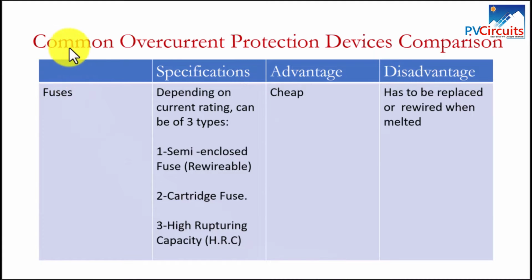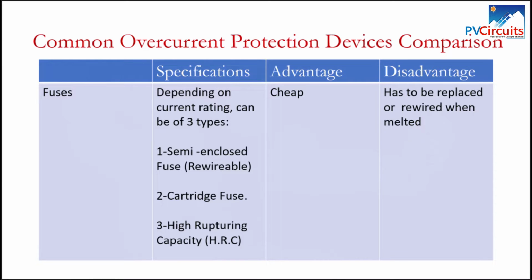At this moment, let us look at some common overcurrent protection devices and compare them. The three common overcurrent protection devices are fuses, MCB and MCCB. Each of these has its advantages and disadvantages, and at this point we're just looking at a simple comparison between the three. We start with the fuses. There are three types: the semi-enclosed fuse, which is a rewirable type, then the cartridge, and the high rupturing capacity. What is known of fuses is that they're cheap, and when one blows, it has to be replaced.